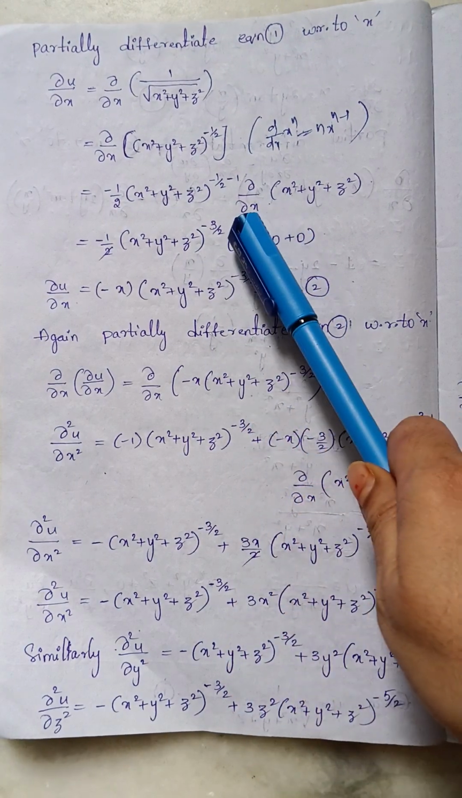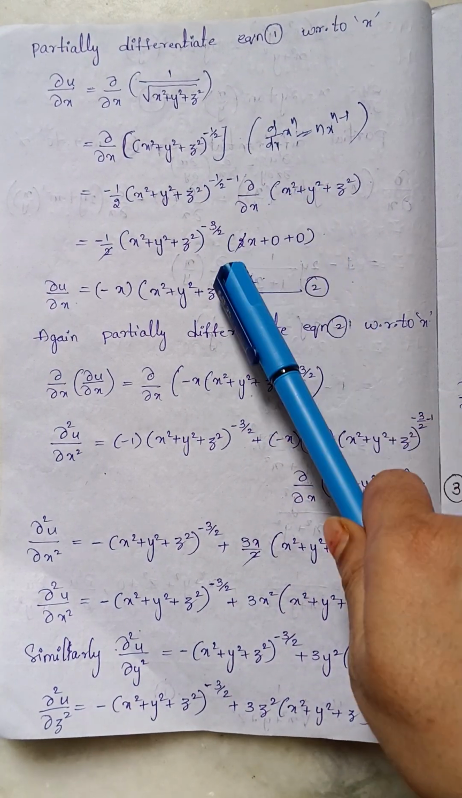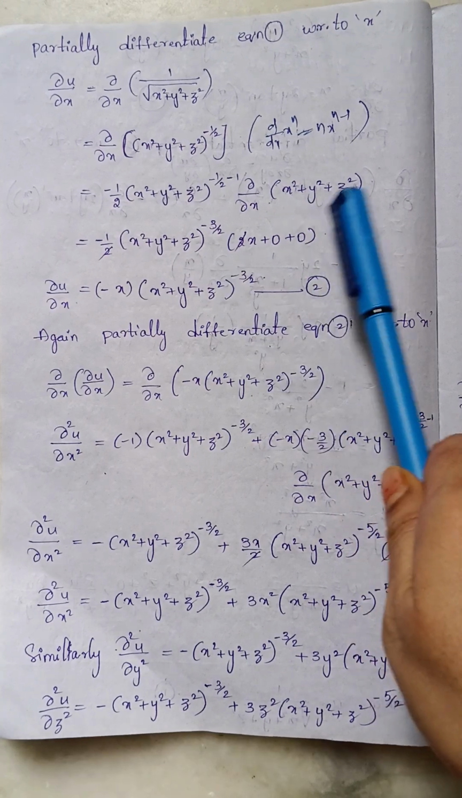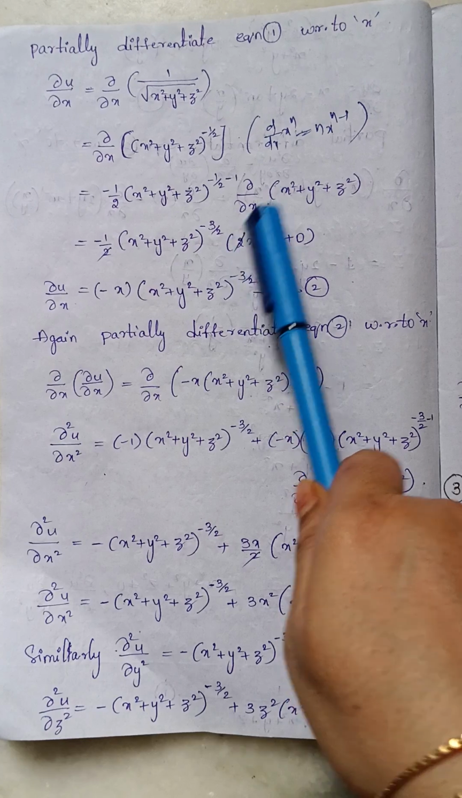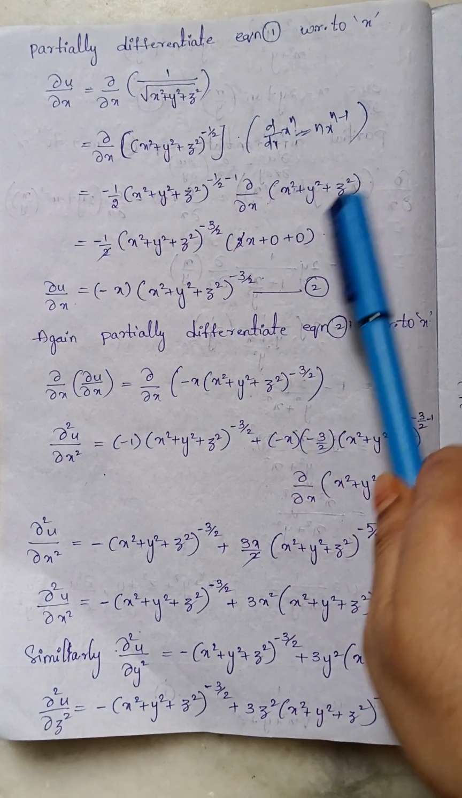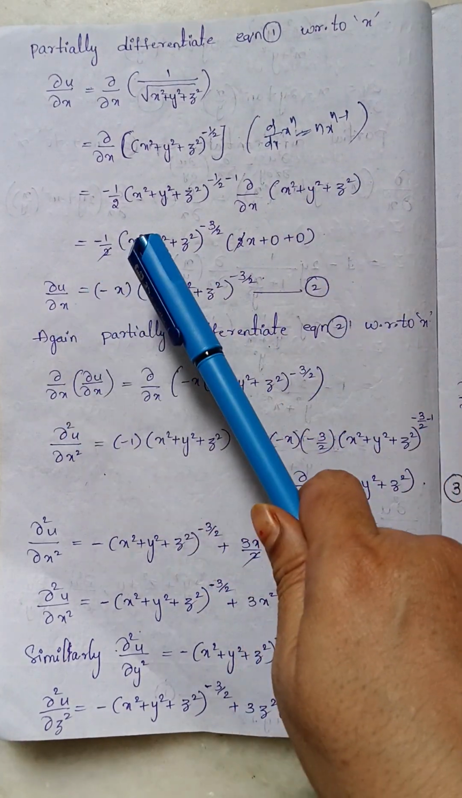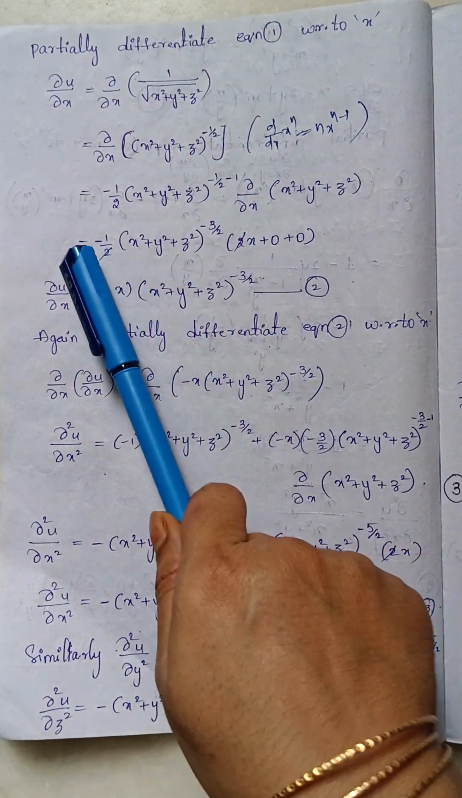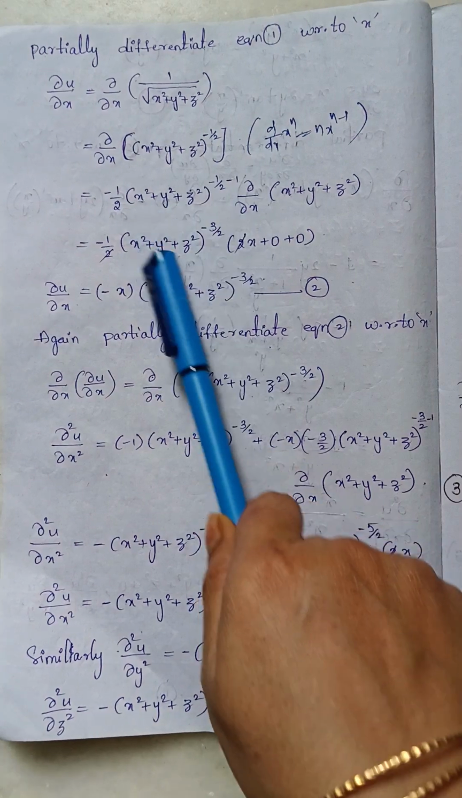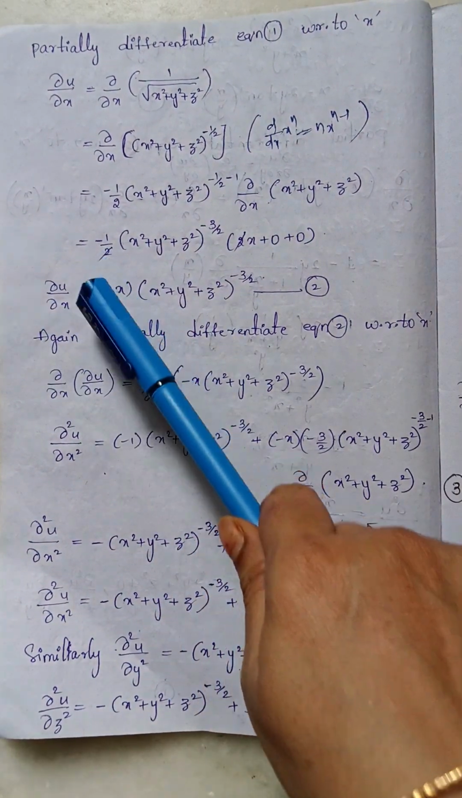And with respect to x, the derivative of x square is 2x, we know that. What about y and z? With respect to x, y and z are constants, so the derivative of any constant is 0. So 0 plus 0, right? Now 2x by 2 gets cancelled, then it will be minus x into this term. So this is dou u by dou x.